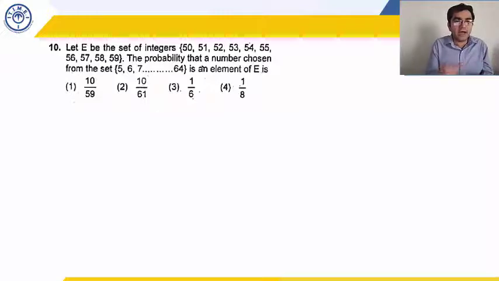So how many possible outcomes are these? 64 minus 5 plus 1. That is how much? 64 minus 5, 59 plus 1, 60. So total number of outcomes is going to be 60. Okay. Now, at this stage itself, I know the answer. That the answer should be choice number 3.